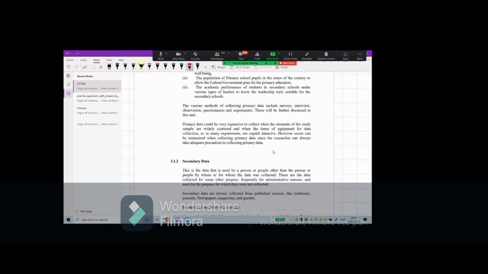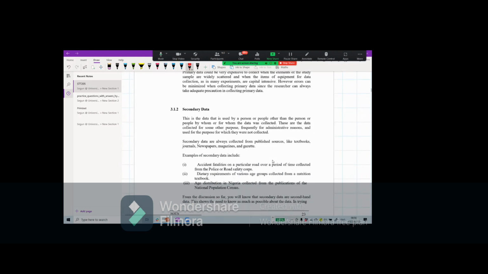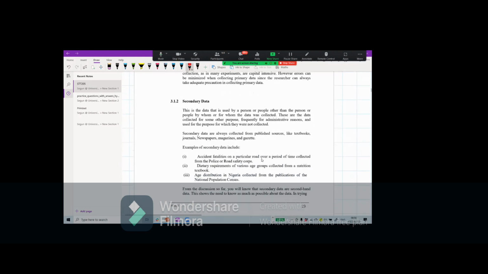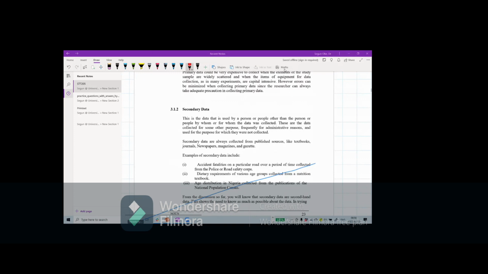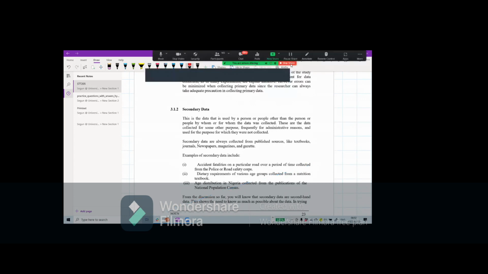You are measuring something in the lab. That is primary data. Remember, you are the one doing it and you are taking the record immediately. Nobody is doing it for you. Not that somebody sent it from somewhere. So anything they send from somewhere or they've already processed is no more primary data. Just take note of that. Once it's processed, it's no more primary data.